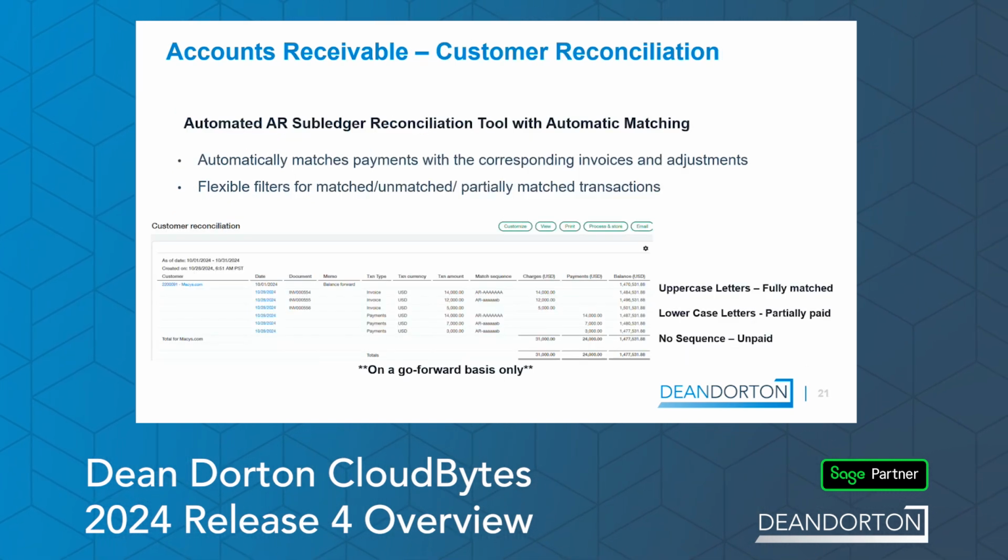Customer reconciliation. I would love to say here, maybe another poll question. You don't have to do it this time, Nikki, but how many of you have customers and how many of you have issues reconciling their balance and perhaps even tying it back to the GL or reconciling it to what the customer has, or where did this credit go or where did that go, anything along those lines? You now have some subledger reconciliation tools with automated matching. Automatically matches payments with the corresponding invoices and adjustments, and flexible filters for matched, unmatched, partially matched transactions.